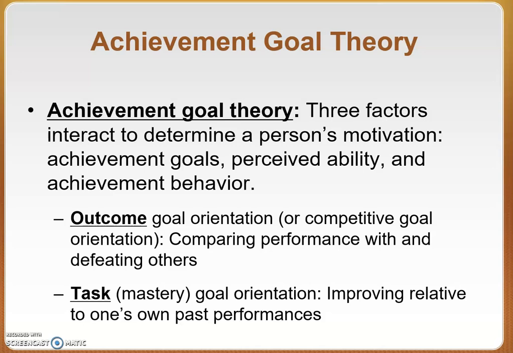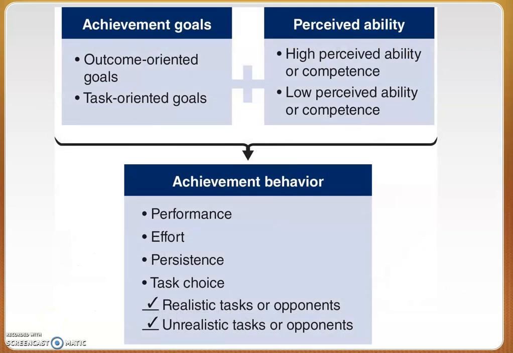Whereas if you were task oriented, and notice the definition, improving relative to one's own past performances. Maybe in a previous race, you finished 3,450th. But in this one, you finished 871st. Someone who's task-oriented would see the improvement and see how far they had come and probably would feel really good about their overall achievement.